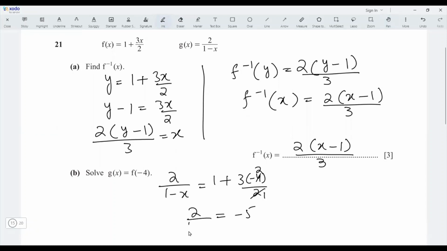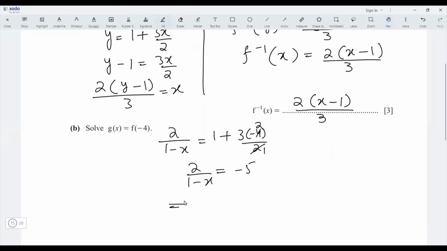And 2 over 1 minus x. Actually, we have to solve, which means we have to find x, because it's written here solve. Solve means finding the value of the unknown. Now cross multiply: 2 equals minus 5 times 1 minus x. So open the bracket, so it's minus 5 and plus 5x.